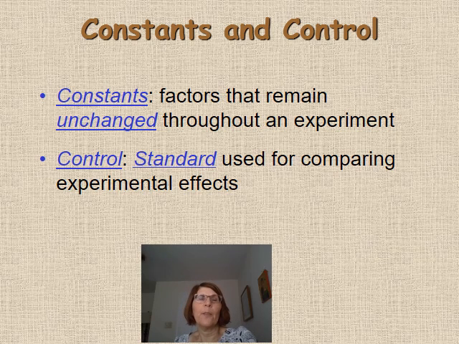So constants are things that remain unchanged throughout an experiment. So maybe pressure, air temperature, things like that. Control is the thing we compare things to. So let's say I'm talking about sugar water. An example of a control would be the water, just water with no sugar. Maybe if we were talking about the plants again and we were changing the fertilizer, maybe the control would be the plant without the fertilizer.